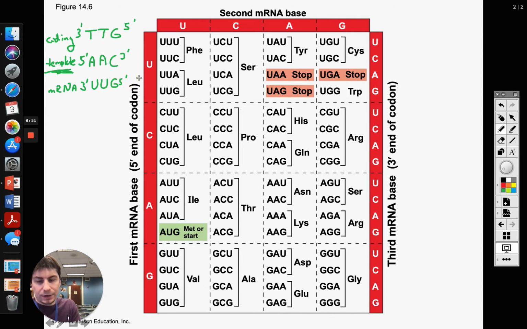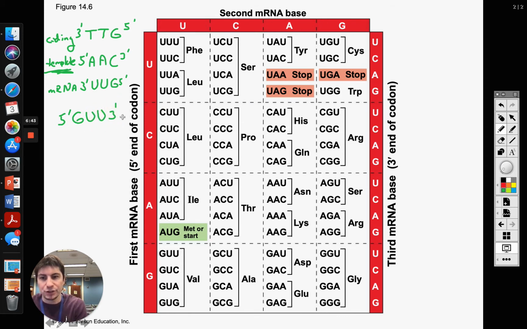This is 5'. Now here's where things are very easy to mix up. You always want to start with the 5' side when you are translating. So even though it says 3' UUG, we would actually code this, and I'm going to flip it just to make it easier for us.